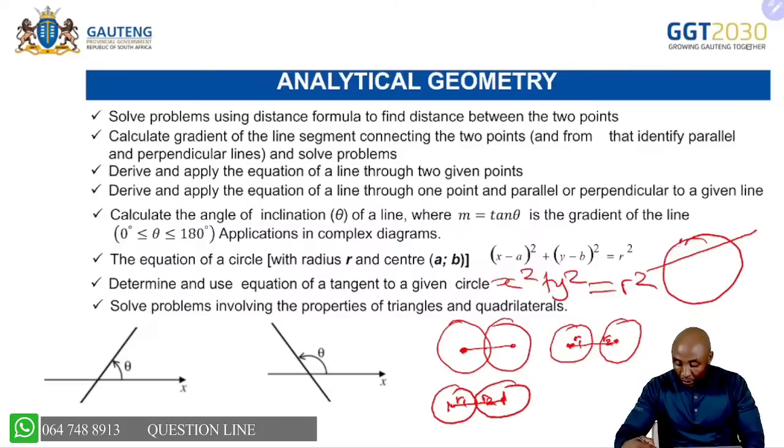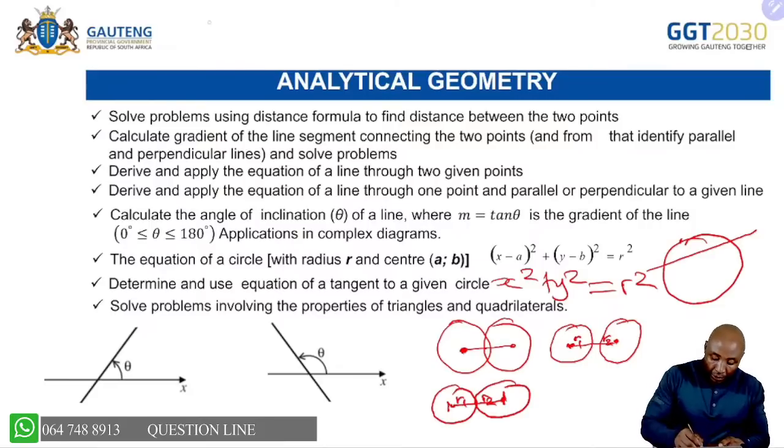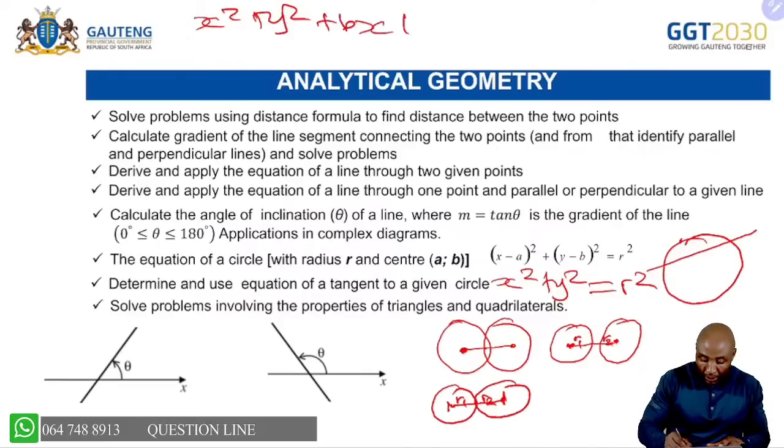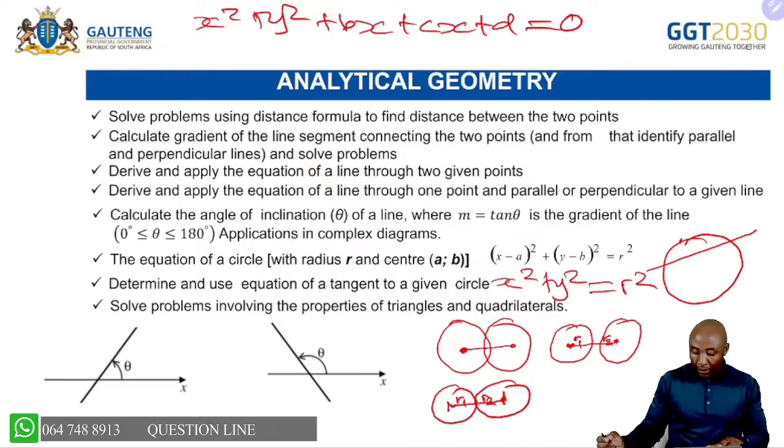And then also we should be able to see whether the line intersects the circle or does not intersect the circle there. On our circle equation, we should be able to work with the forms of the circle equation. It can be given as x squared plus y squared plus bx plus cx plus d equals 0.